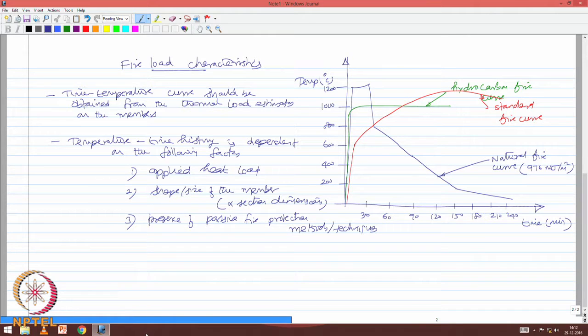So, this curve shows a comparison of temperature time under high fire load and minimal ventilation. With the idea of this, let us try to now understand properties of steel at elevated temperatures.